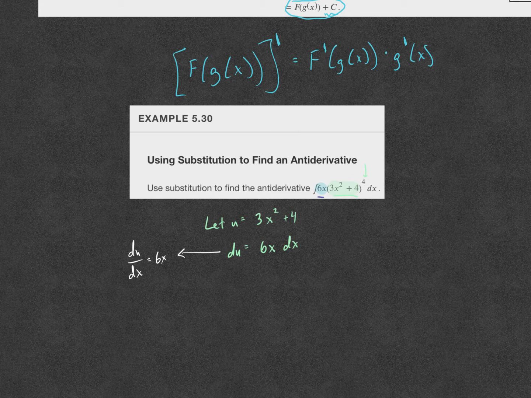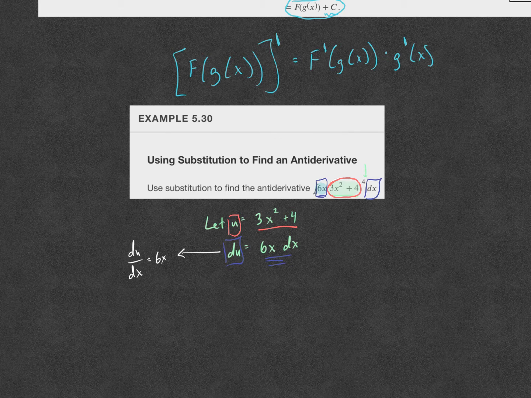So I'm going to circle, let's see, what color do I use? I'll use red. This 3x squared plus 4 that I am circling, there it is. That's not red. This 3x squared plus 4 right there, that is going to substitute and be u. And then the 6x dx is going to substitute to be du.